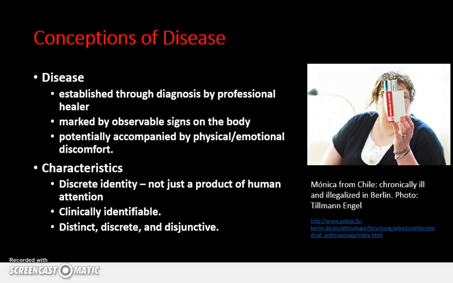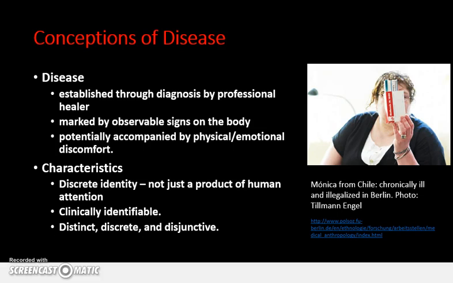If we think about disease, there is a clear difference between disease and illness, and Singer and Baer spend a fair amount of time in the textbook discussing the differences between them. They start by looking at conceptions of disease. Disease, Singer and Baer maintain, is established through diagnosis by professional healers. In fact, in the United States, there are very strict rules on diagnosis and who may actually provide diagnosis.